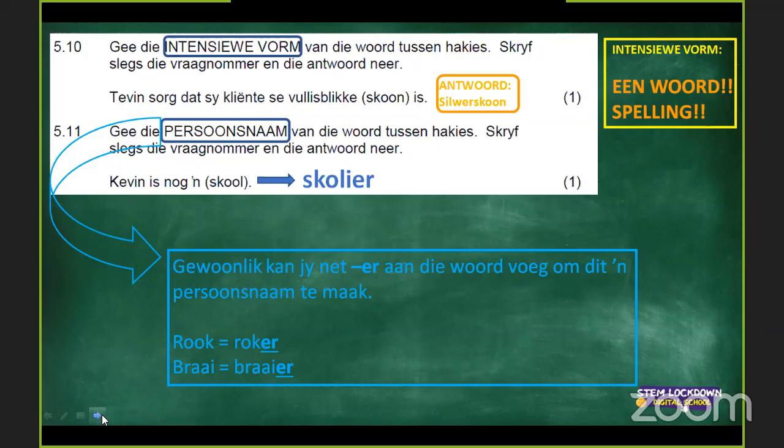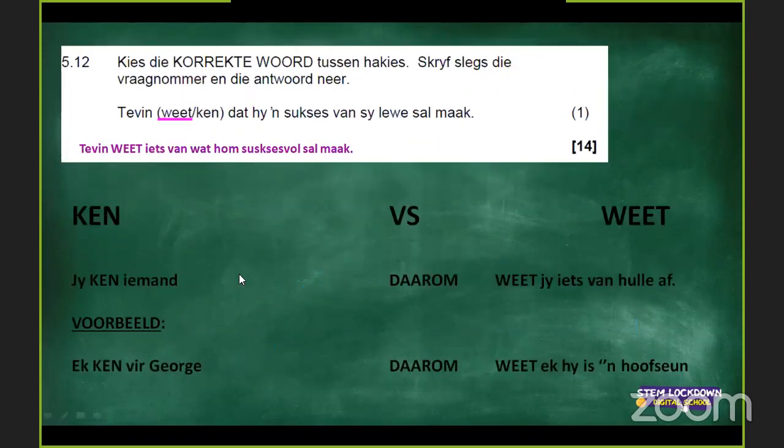So dan sê hulle kies die korrekte woord tussen hakies, skryf slegs die vraagnommer en die antwoord nee. Steven weet of ken dat hy sukses van sy lewe sal maak. Okay. Now, this difference between ken and weet, you guys usually find extremely confusing because both of them, if you look them up in the dictionary, means no. So how do we differentiate between the two?